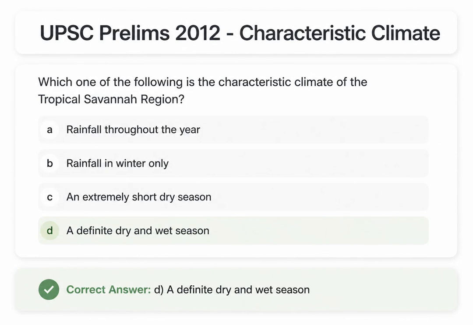Here is another quick check from the 2012 prelims. What is the characteristic climate of the tropical savanna region? Based on everything we've covered, the answer is straightforward. It doesn't rain all year, it doesn't rain only in winter, and the dry season is certainly not short. The defining hallmark of the savanna is a definite dry winter and a wet summer. Therefore, option D is the correct answer.